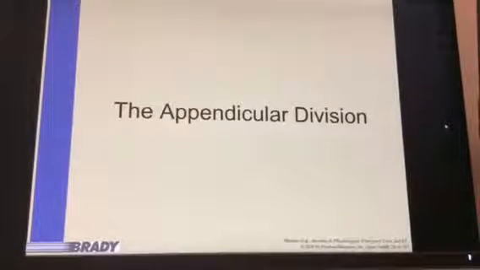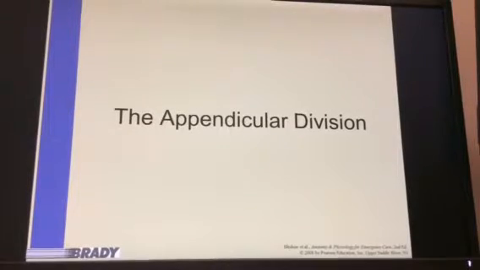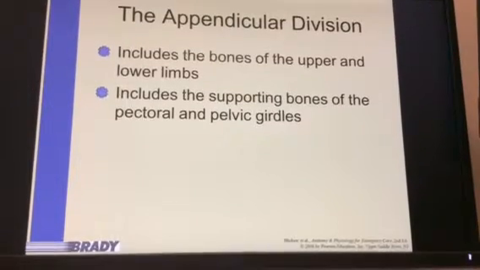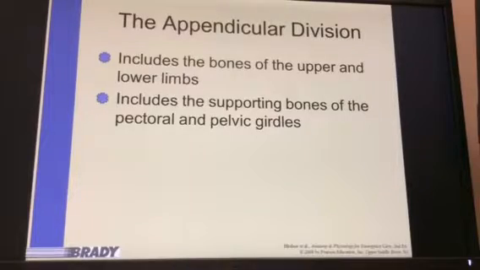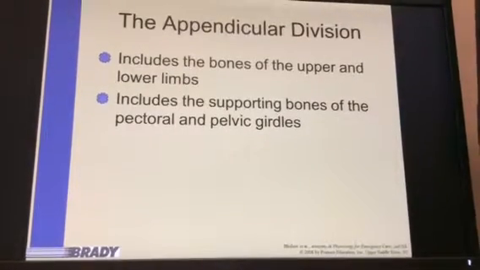Okay, today we're going to finish talking skeletal system. This is the appendicular division. We talked about the axial, and the axial basically is that inline brain, skull, sternum, ribs that we talked about. So the appendicular is everything else. This is going to be the attachment of the upper extremities and the lower extremities.